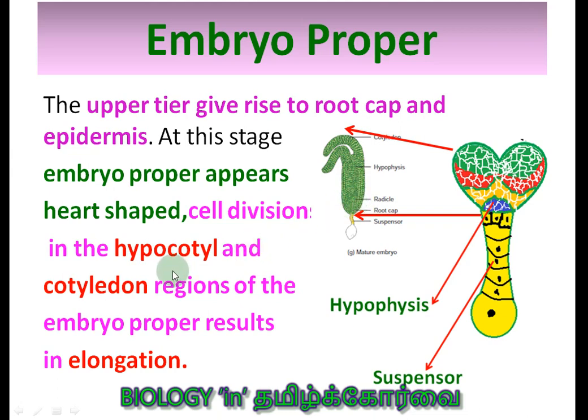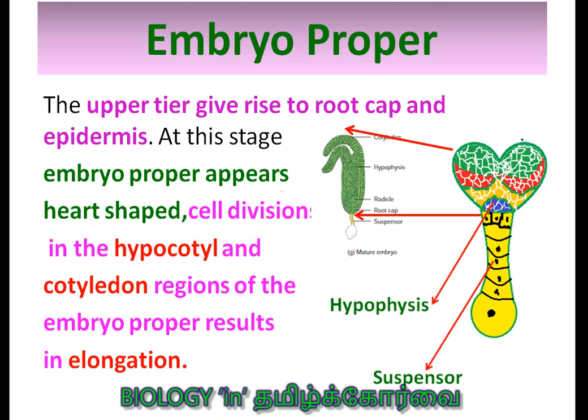Okay, so cell division in this heart-shaped structure, in the hypocotyl and cotyledon regions of the embryo proper, results in elongation of the embryo. You see the heart-shaped structure becomes elongated. Why? Because of the cell division in the hypocotyl region. What is hypocotyl? Hypocotyl is the region of the embryo which connects the cotyledon node and the radical. Then it is called the hypocotyl.